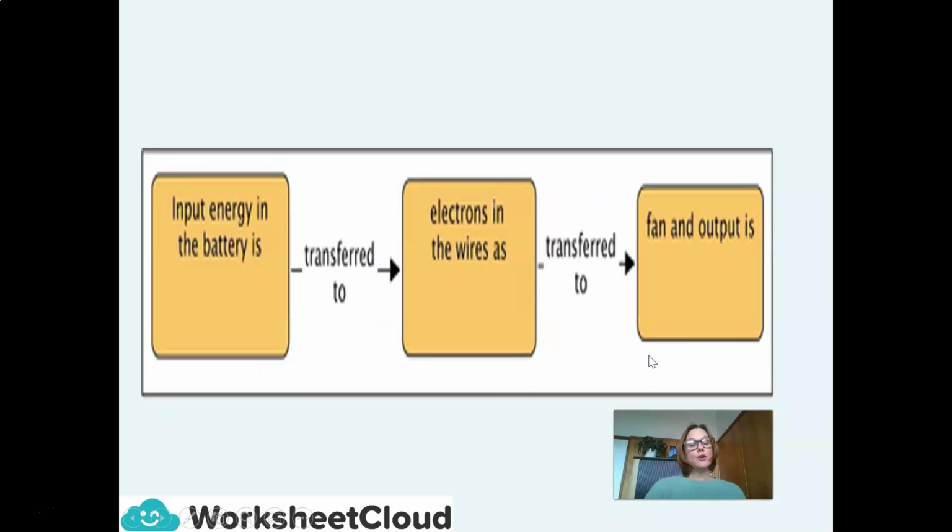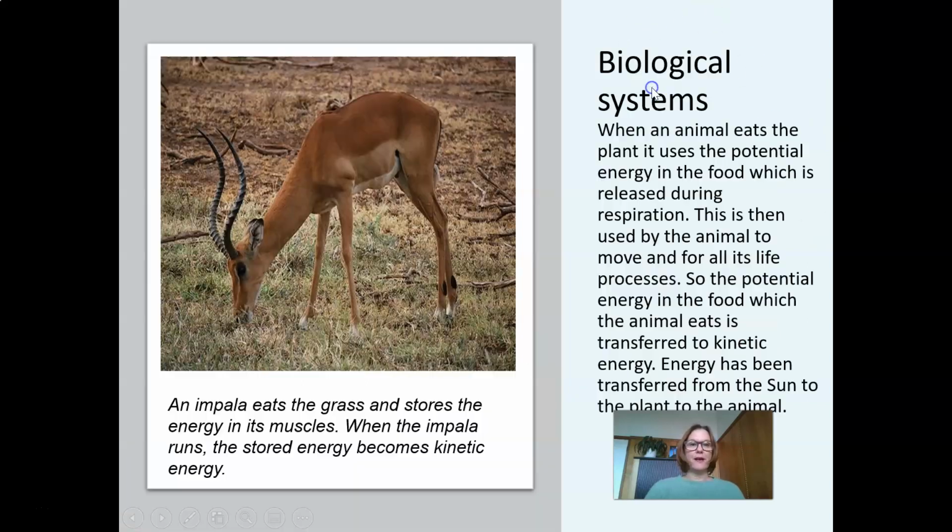Okay. So in a simple energy flow diagram, you always have an input energy, you have a process, and then you have an output. So for example, the input energy would be the chemical energy in the battery, transferred to the electrons in the wires, and whatever electrical device you were using, whether it was a fan in the form of movement giving cool air, or a radio in the form of sound, that is how an energy flow diagram works. Your input, your process, and then your output. That is a system diagram.